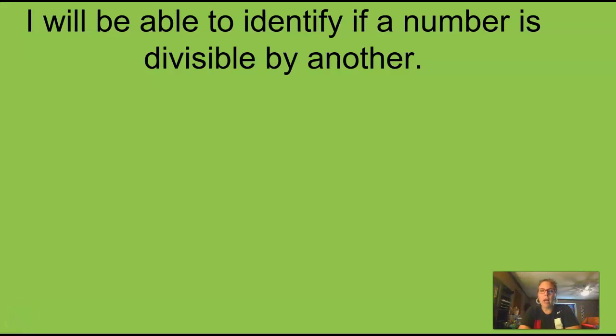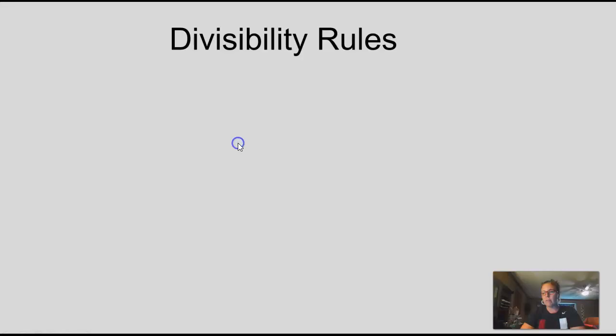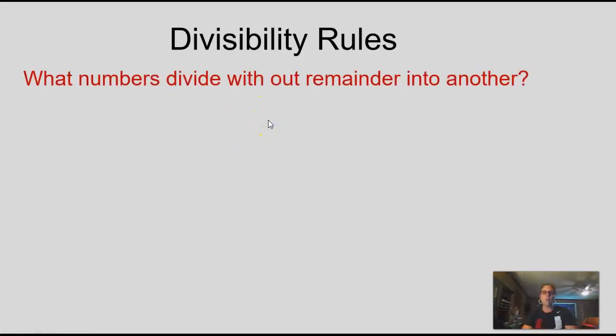All right, so today, when we're done, you should be able to identify if a number is divisible by another number. And we'll talk about what that means. Divisibility is a vocab word, and what it means is the ability to be evenly divided without a remainder. When you divide a number by another number and there's no remainder, then they're divisible. Divisibility rules tell what numbers divide without a remainder into another. So we're going to go over some.